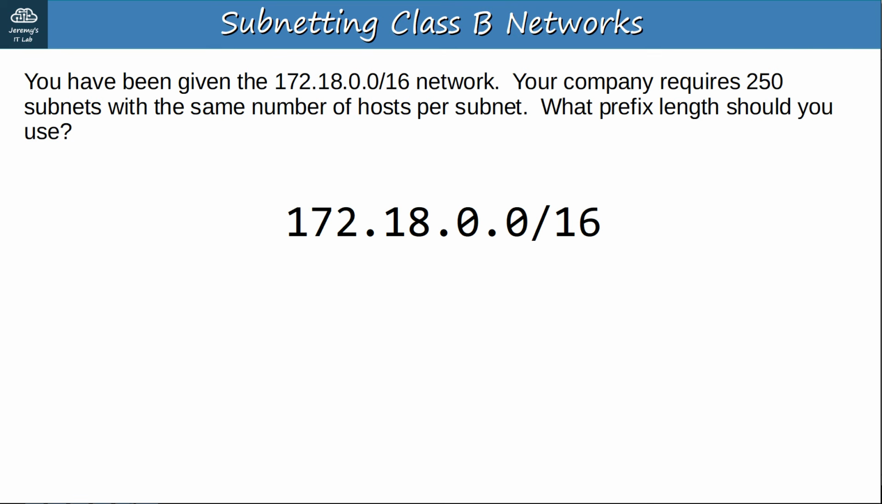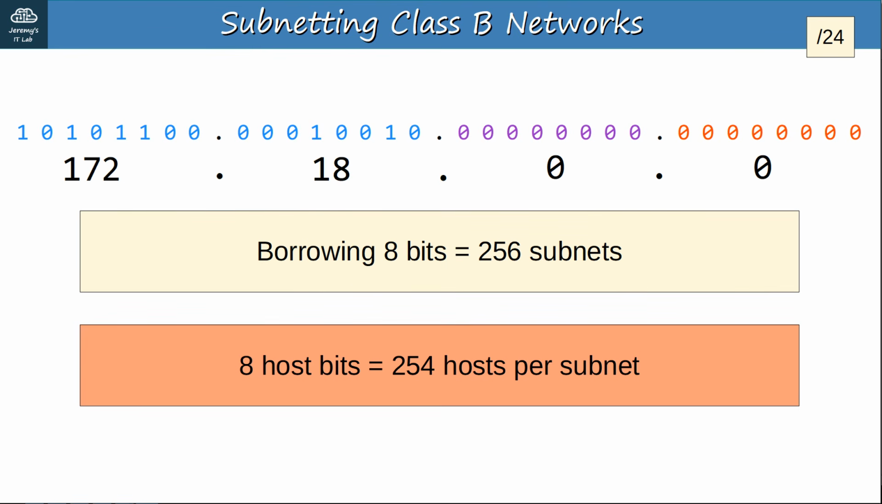Okay, let's check out the next slide. So, the answer is /24. We need 250 subnets, and borrowing 8 bits allows us to make 256 subnets. We also need 250 hosts per subnet, and having 8 host bits allows for 254 hosts per subnet.